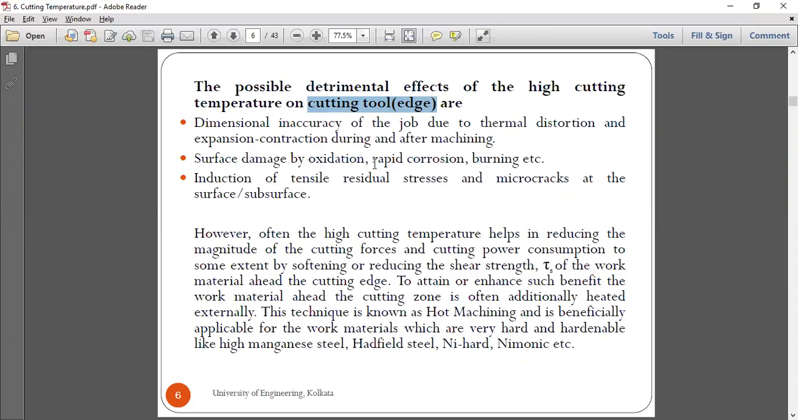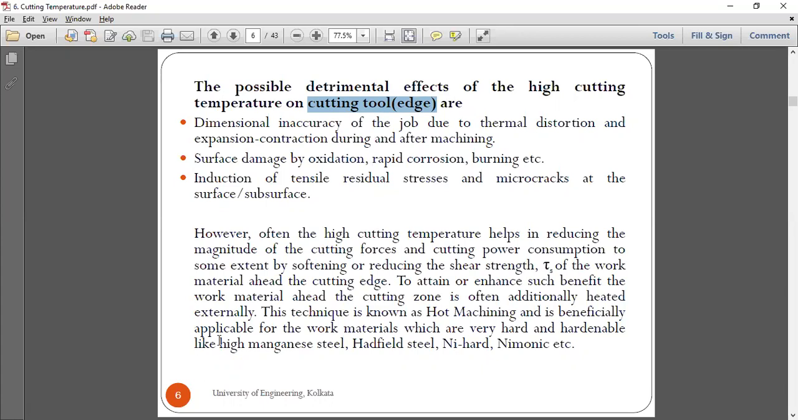Surface damage by oxidation, definitely, since the workpiece surface is in contact with high temperature as well as with the atmosphere, it may get prone to oxidation and rapid corrosion, and burning may take place. So induction of tensile residual stresses and microcracks may be generated on the surface and subsurface of the workpiece material.